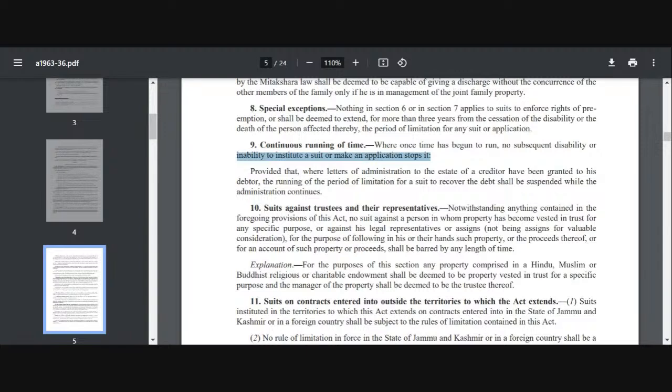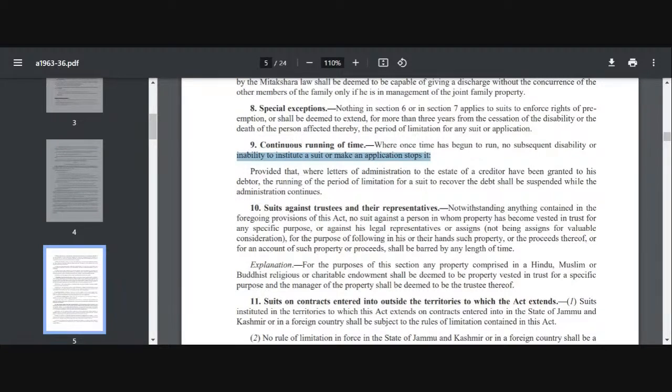Provided that now there are provisions also where letters of administration to the estate of a creditor have been granted to his debtor, the running of the period of limitation for a suit to recover the debt shall be suspended while the administration continues. Right? So, once time has started to run, it is not going to stop. Once it has started to run, it is not going to stop.